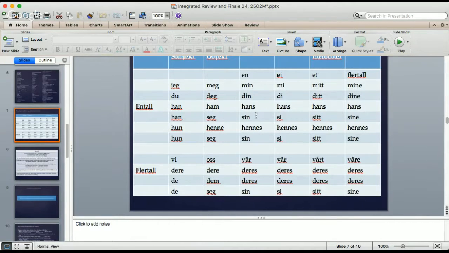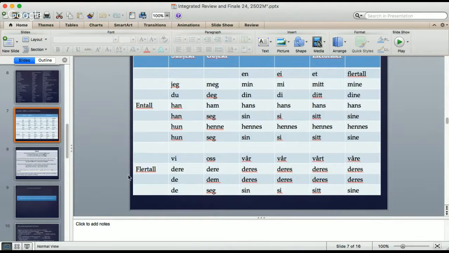And then sin is actually something that shows possession as well, but I'm not going to get into sin, si, sitt, sina right now, because you would only use sin, si, sitt, sina with the object and not the subject. So that's a little bit of a different lesson. But we also have hennes, and then again here, the sin, si, sitt, or sina.